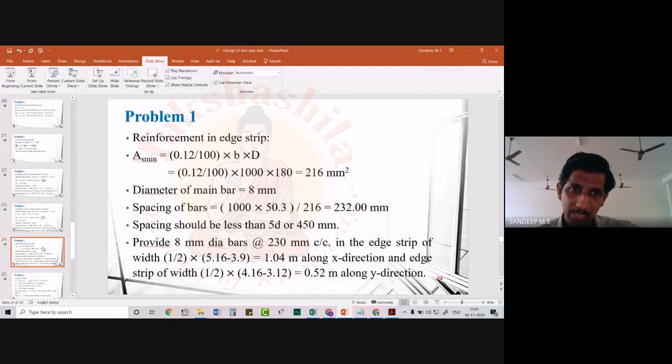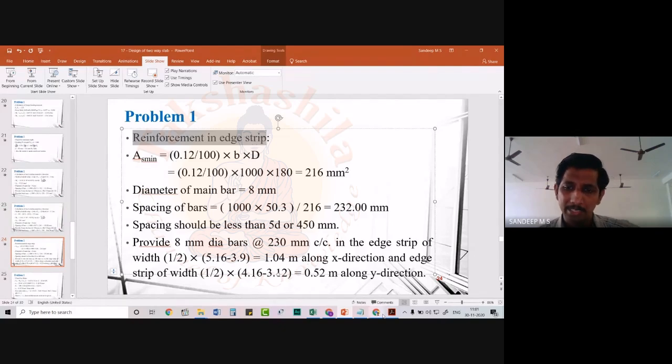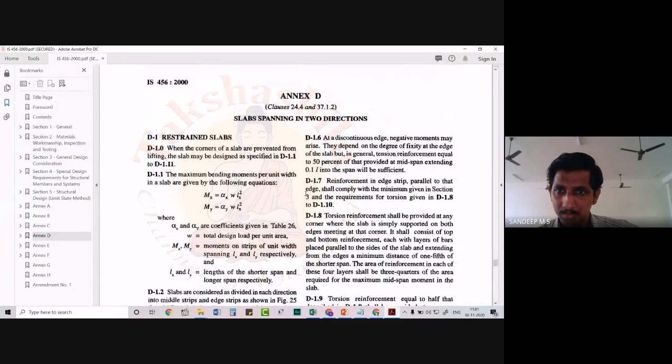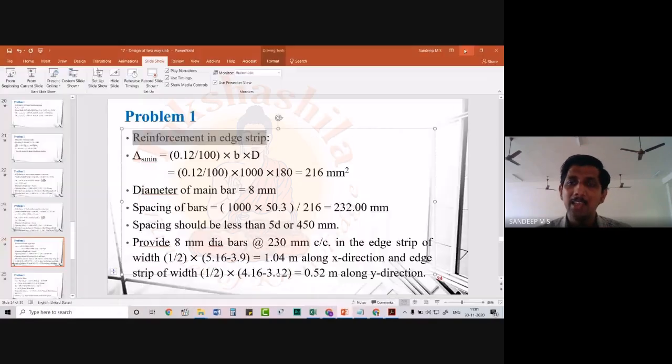And after this, what you have to do is perform the design for the edge strip also. So for the edge strip, in the code itself it is mentioned, where is that clause? Let's see here, D-1.7: reinforcement in the edge strip parallel to that edge shall comply with the minimum given in section 3. In section 3, we have the condition for the requirement of reinforcement there. The minimum regarding that is 0.12%.